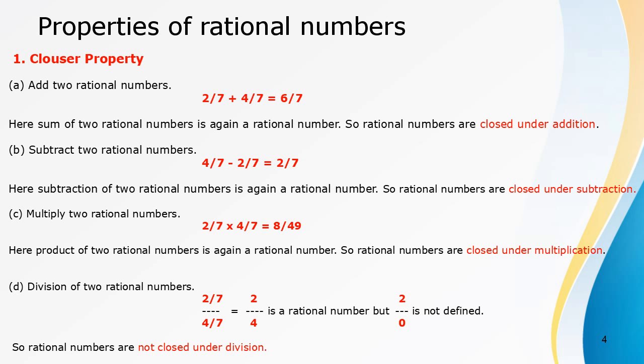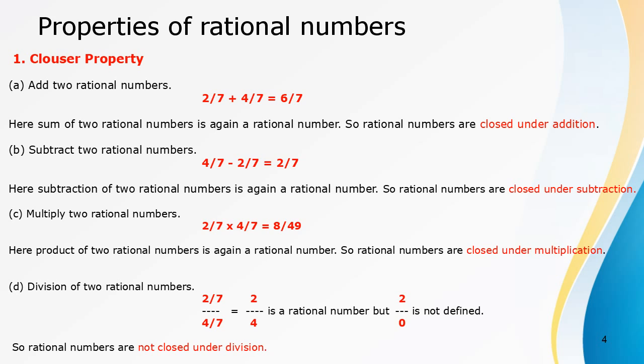Now let us look at properties of rational numbers. Number 1, closure property. If we add two rational numbers 2 upon 7 and 4 upon 7, we will get 6 upon 7. Here the sum of two rational numbers is again a rational number, so rational numbers are closed under addition. Similarly, if we subtract two rational numbers, 4 upon 7 minus 2 upon 7, we will get 2 upon 7. Here the subtraction of two rational numbers is again a rational number, so rational numbers are closed under subtraction also.